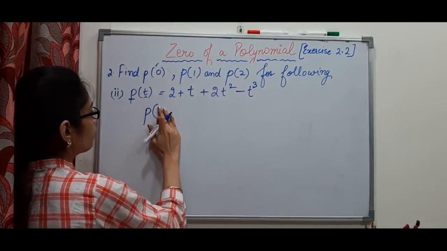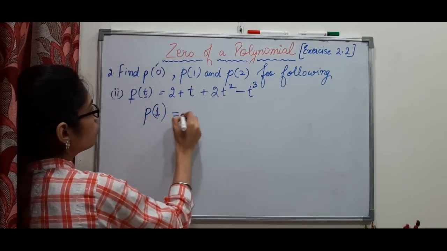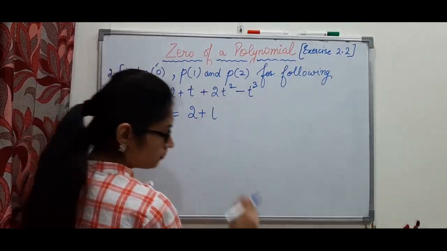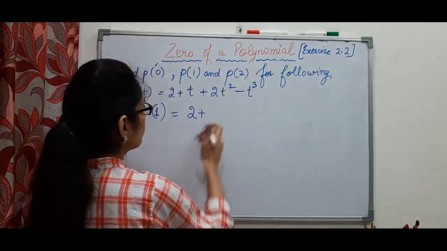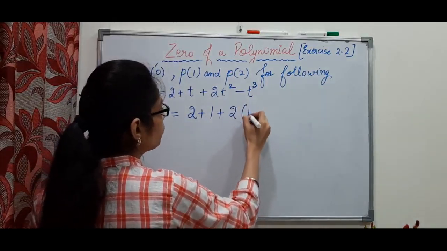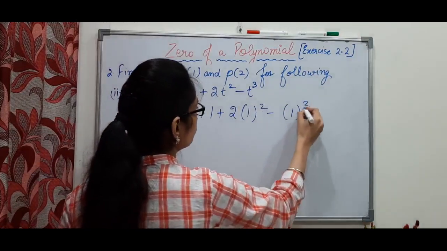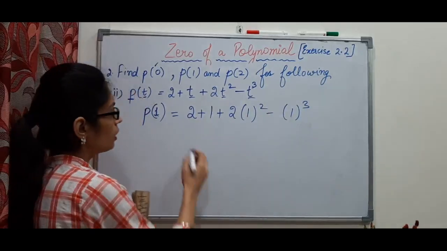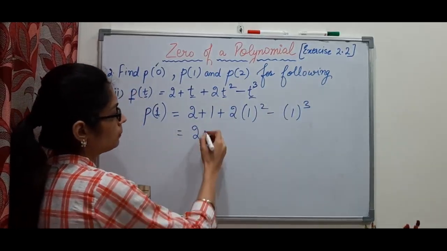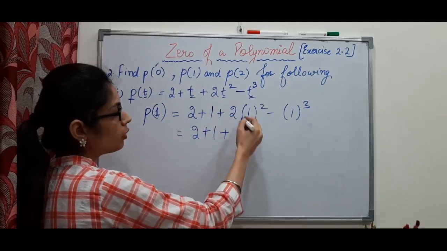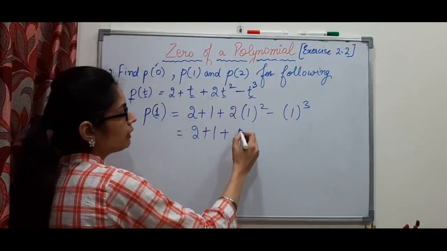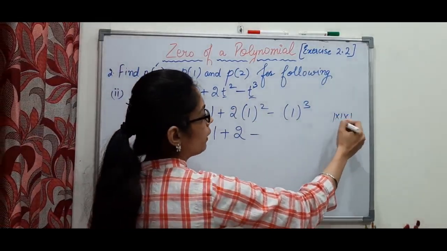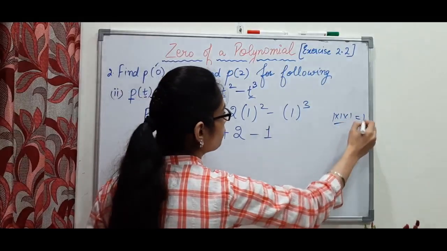For P1, it is equal to 2, we will write as it is, plus in place of t we are writing 1, plus 2 into 1 square minus 1 cube. So wherever t is present, I have written 1 in place of t. 2 plus 1 plus 2 into 1, because 1 square is 1, so 2 into 1 will be 2, minus cube of 1, 1 into 1 into 1, which is again equal to 1.